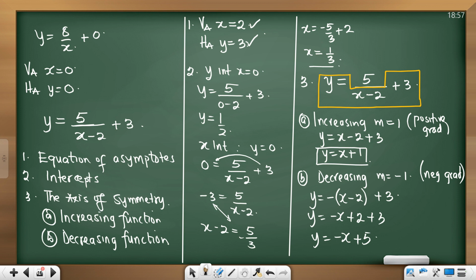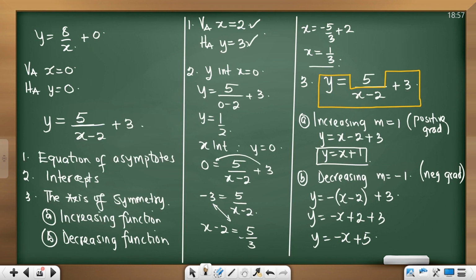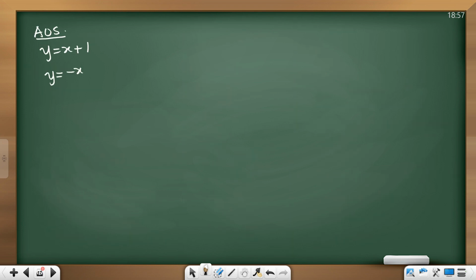Now, I want you to look at those two equations of axis of symmetry. Y equals x plus 1. All right, so I have my axis of symmetry. Check this beautiful stuff. Y equals x plus 1, and y equals what? Negative x minus 5. Watch this.